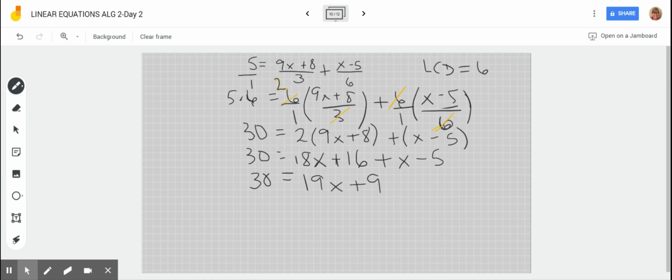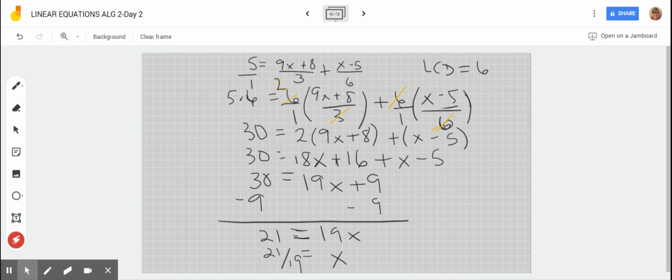As we go on, we're going to subtract 9 from both sides to get the numbers on one side. You get 19x equals 21. And then divide both sides by 19, and we're going to get 21 over 19. Oh wow, I just made a mistake that I will not let you make.